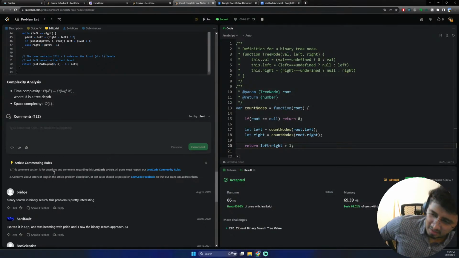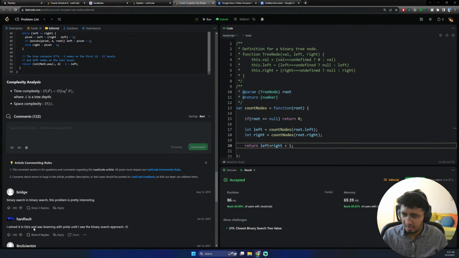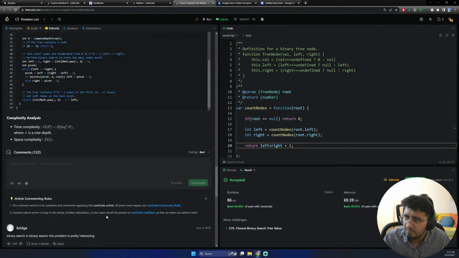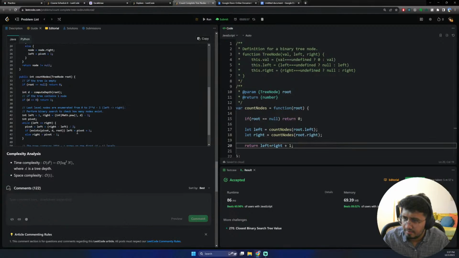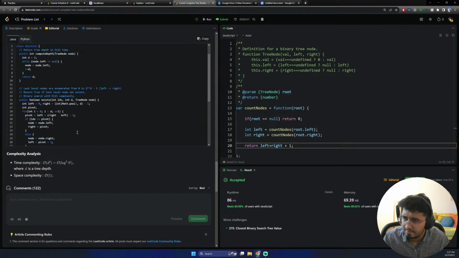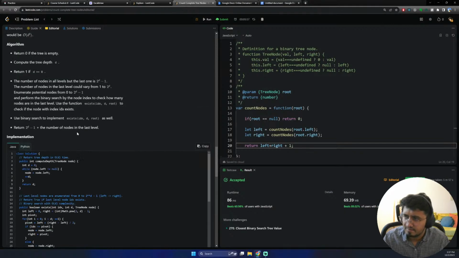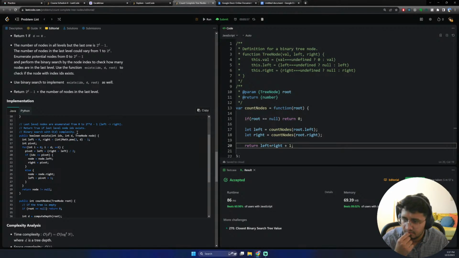Yeah, the same thing. The hard part. I solved it in O(n) and was beaming with pride until I saw the binary search approach. So yeah, the same thing happened with me. Yeah, this is interesting. Has LeetCode done it by any chance?